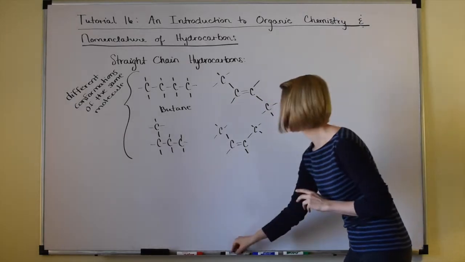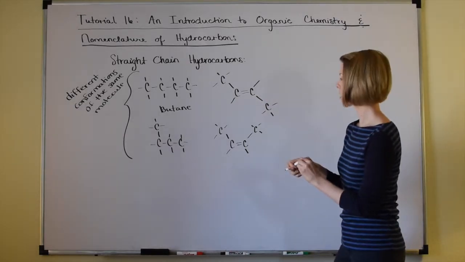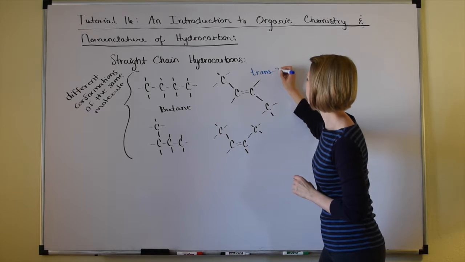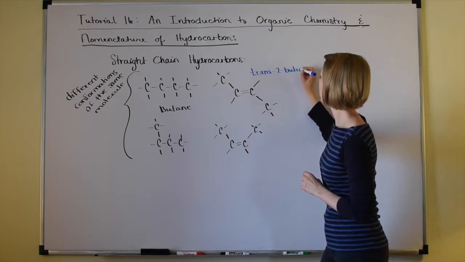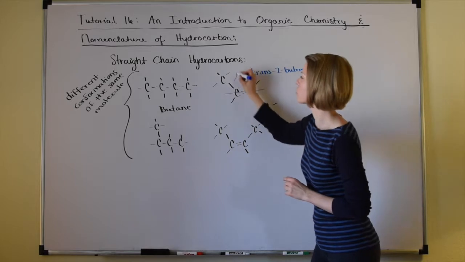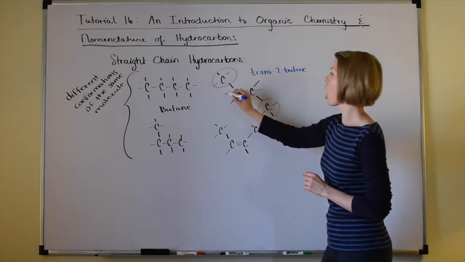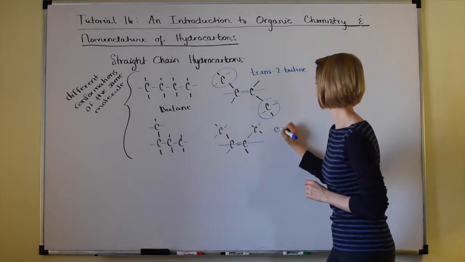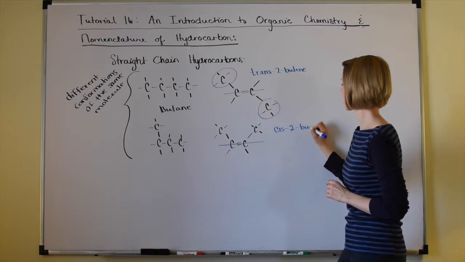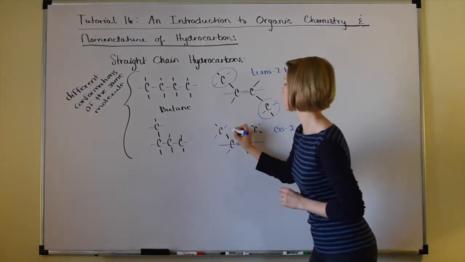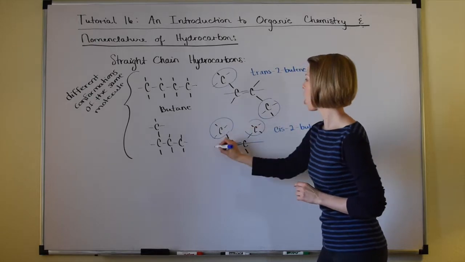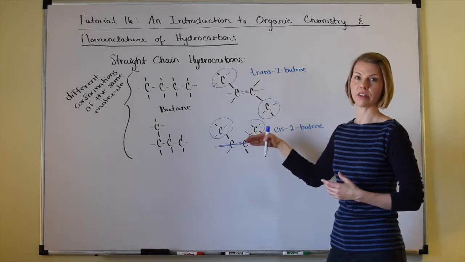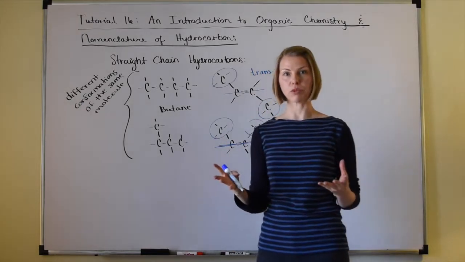And we name them as trans, I'm going to write it in blue here, trans 2-butene, for the molecule that has the 2 larger substituents on opposite sides of the double bond, or cis 2-butene for the isomer that has the largest 2 substituents on the same side of that double bond. And these are related to one another as geometric isomers.